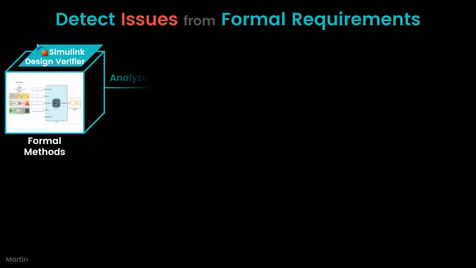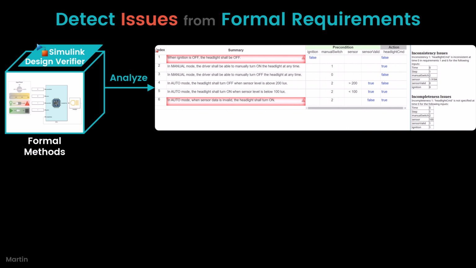Using the requirements table in conjunction with Simulink Design Verifier enables formal verification to identify issues like inconsistency and incompleteness. For example, inconsistency may be found where requirement 1 conflicts with requirement 6, while incompleteness is illustrated by the lack of defined behavior for sensor levels between 100 and 200 lux, a gap not covered by requirements 4 and 5.